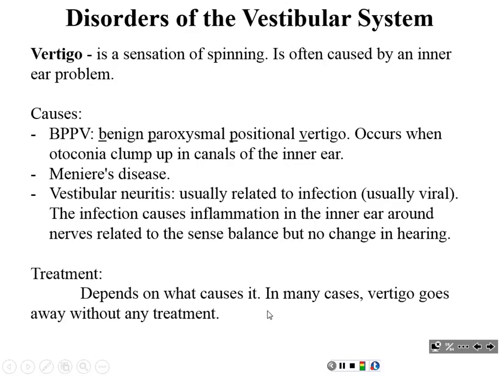Another cause for vertigo is Meniere's disease. I'm going to talk about that in a minute. Or vestibular neuritis, that is usually related to an infection. And the infection causes an inflammation of the inner ear around the nerves that are related to the sense of balance, but there is no alteration in hearing. And the treatment depends on what caused the vertigo. In many cases, the vertigo goes away without any treatment.